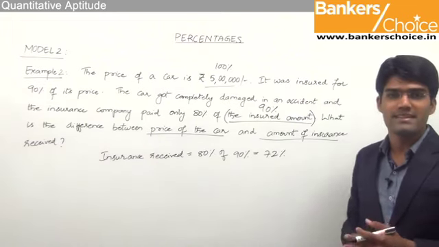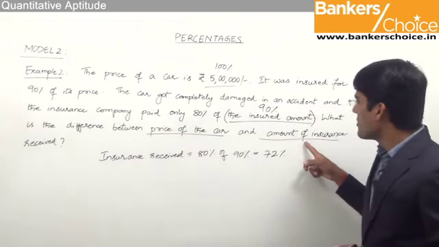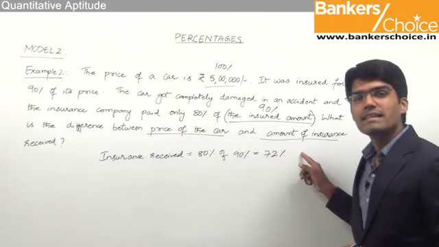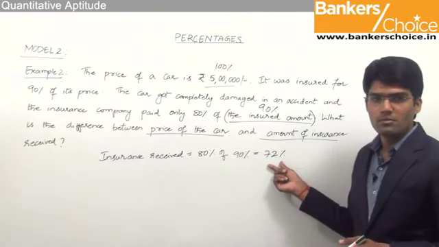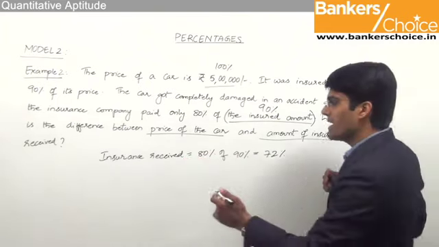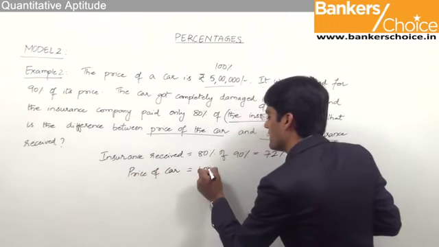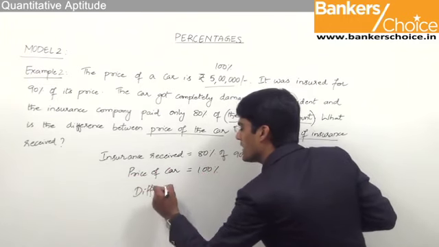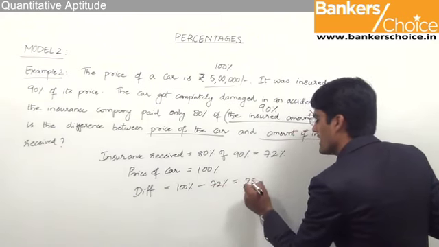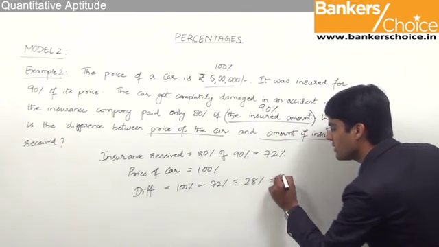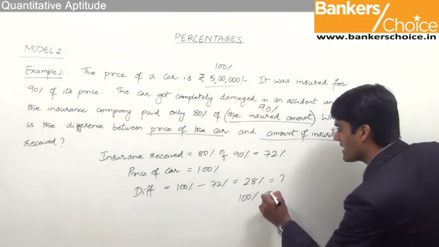Generally some students commit a mistake here by taking the difference as price of the car 100% and amount of insurance 80%. So 100 minus 80, 20% is the wrong calculation because insurance received is only 72% but not 80%. And the price of the car as we have taken is equal to 100%. So we know that the difference between these two values will be 100% minus 72%, which is equal to 28%. Now this 28% is equal to what has to be calculated. And we know that 100%, that is the price of the car, is 5 lakhs.